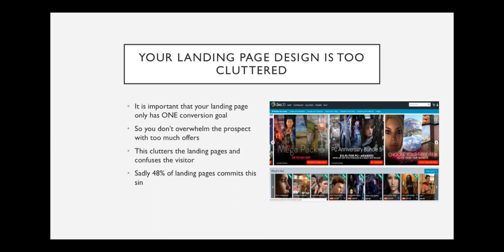And when you just look at the example on the right, we can see that there's just so many things thrown at you. So there's a mega pack, which is up to 50% off. There's another thing there, which is $13 to members. There's a choose your free item. It's just very confusing, right?